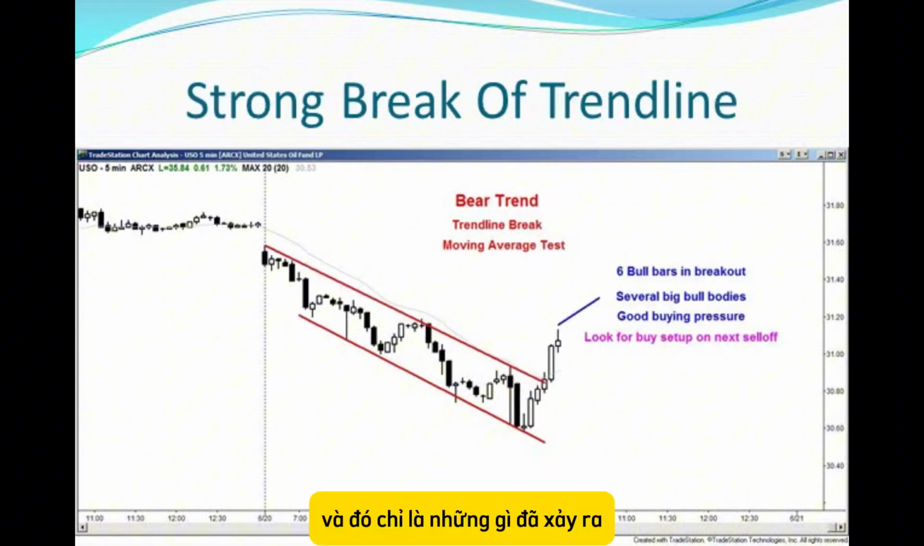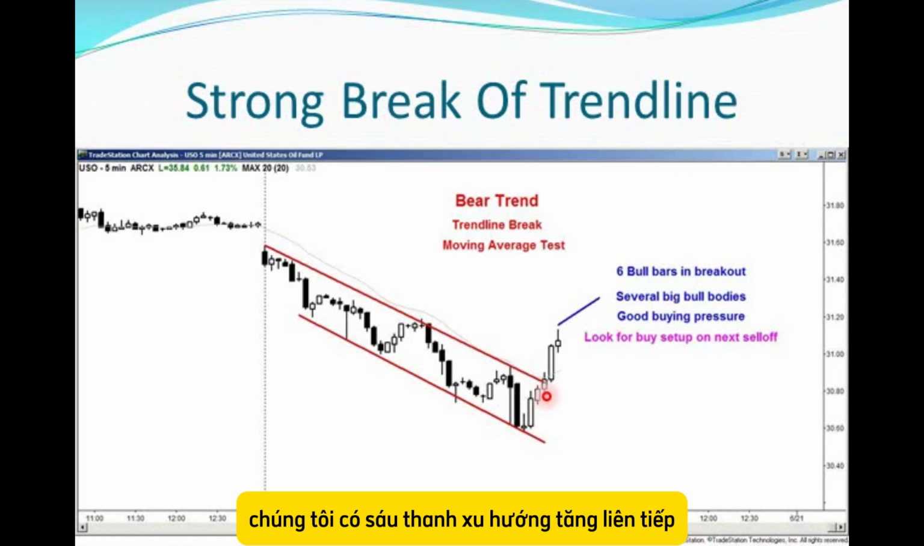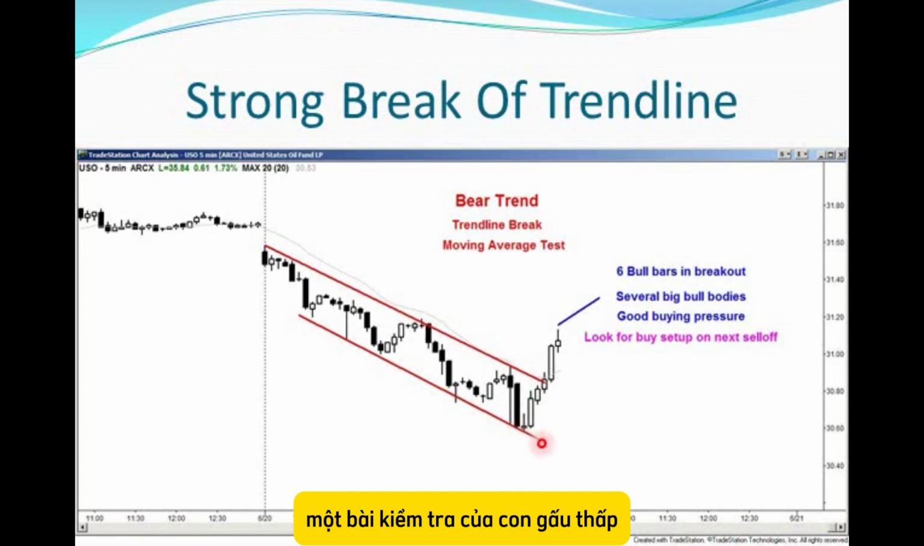And that's just what happened. We have 6 consecutive bull trend bars, and 2 of them have very big bull bodies. So the bulls are very, very strong here. And we broke well above the moving average, well above the channel, and lots of good buying pressure. So traders will be looking to buy a test of the bear low.